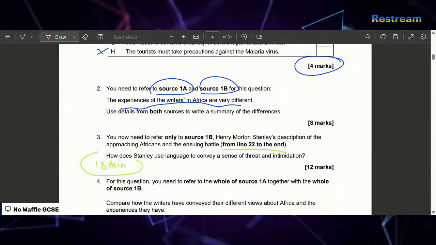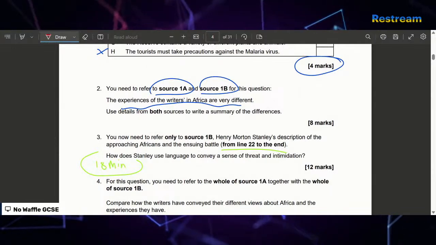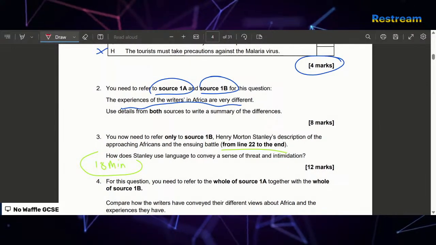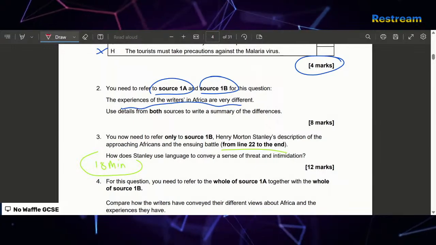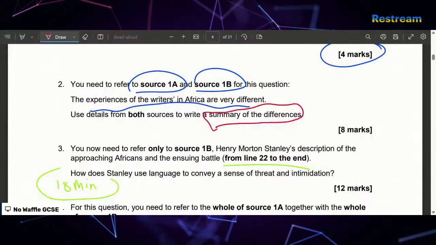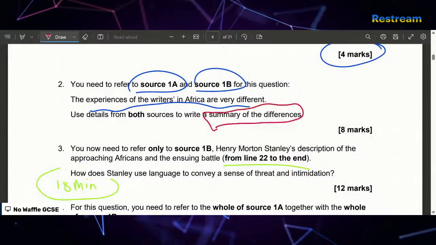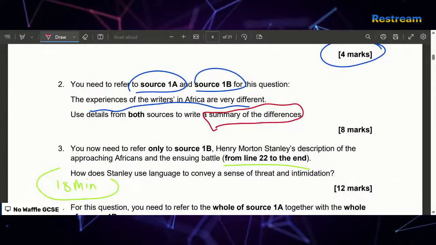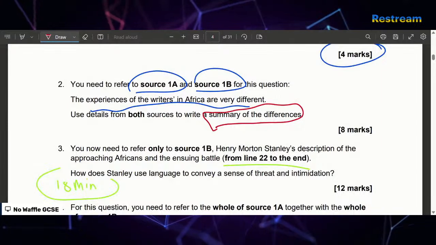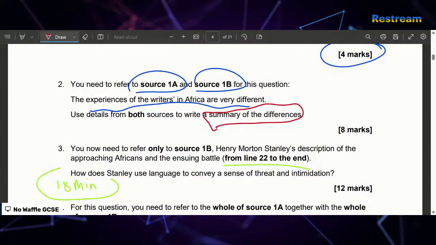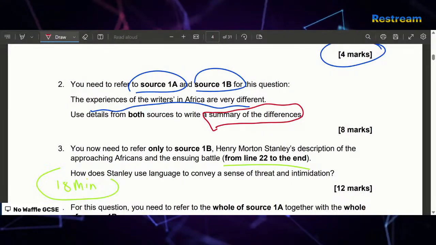Okay, question 2. As we said, it's a summary question and you'll be given a statement. In this case, the statement is, the experiences of the writers in Africa are very different. Now we have to write a summary of the differences. Question 2 will always ask you to write a summary, but sometimes they'll say write a summary of the differences, sometimes a summary of the similarities. You need to watch out for this because a lot of people start discussing both similarities and differences. However, we need to pay attention. They're only asking for the differences.